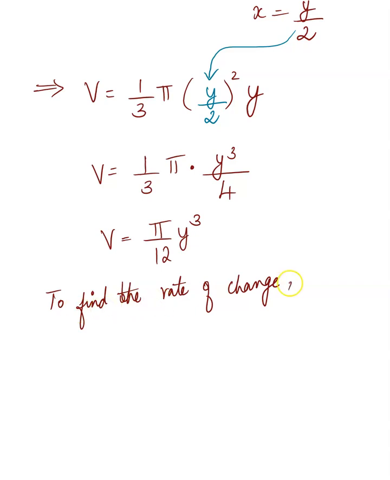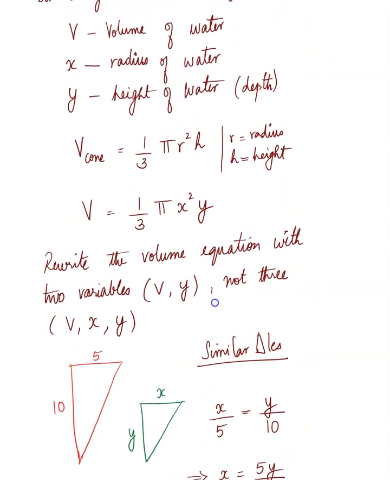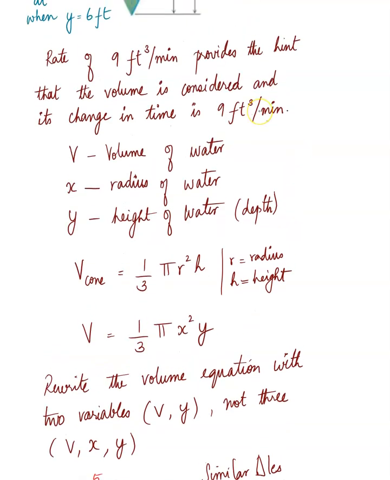So to find the rate of change, we need to find the derivative of v, the volume formula, with respect to time. Again, nowhere does it say explicitly with respect to time because you have the v and the y. Time is a new variable t. But again, that clue comes from both the instruction in the beginning as well as the fact that it is 9 cubic feet per minute. Per minute indicates that it's with respect to time and not with respect to some other variable.